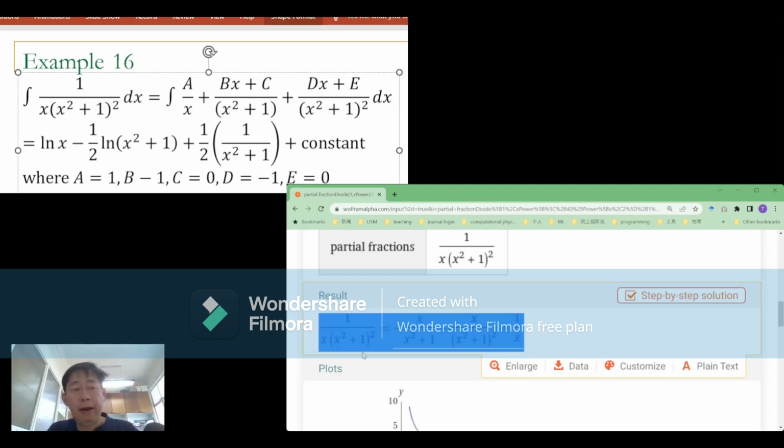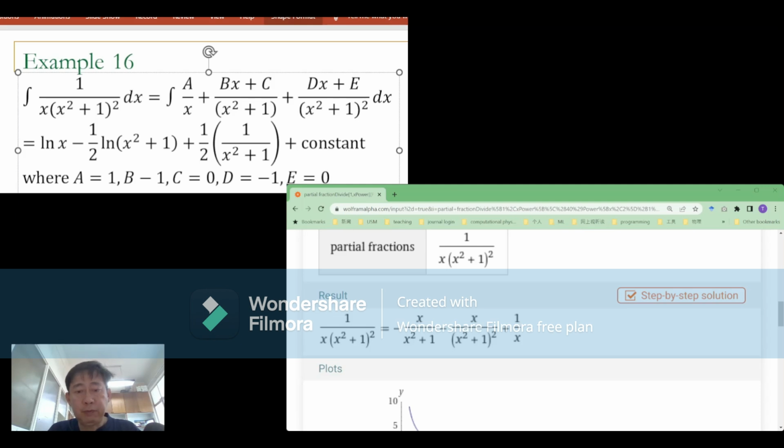This can be compared term by term against the expression displayed in example 16 of the PowerPoint. Here, the value of the term A, which is the constant for the partial fraction 1 over x, is 1. The value of constant B in the partial fraction is minus 1. The constant C is 0 because there is no term corresponding to 1 over x squared plus 1.